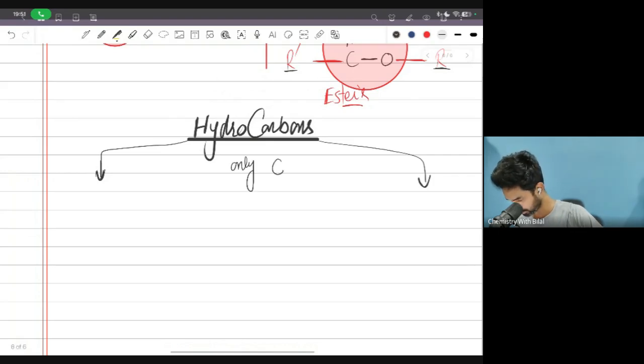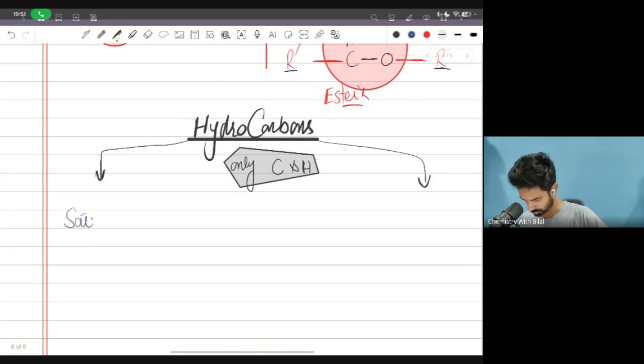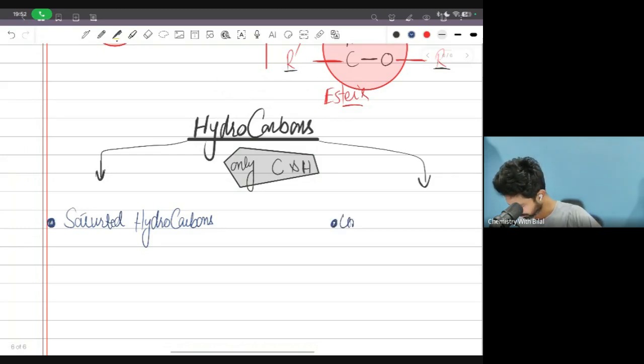Compounds that contain carbon and hydrogen atoms only. That is how it was told yesterday. The molecule that comprises carbon and hydrogen atoms only is called hydrocarbon. We have variety in hydrocarbon. You have saturated hydrocarbon. And we have unsaturated hydrocarbon.